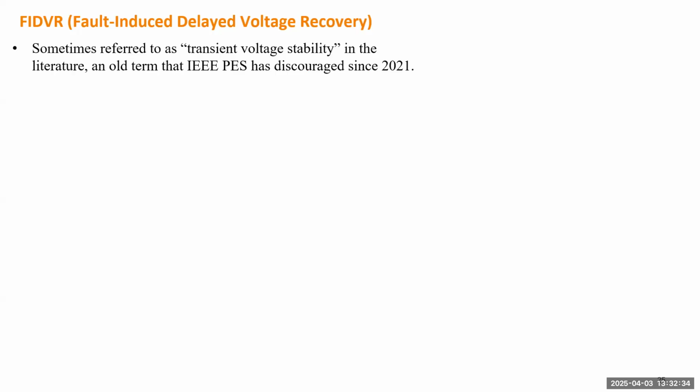issues. So this term, FIDVR, sometimes it is also called transient voltage stability, which is very confusing terminology, because this one doesn't really involve any mechanism from voltage stability. Later when we talk about voltage stability, that's a totally different mechanism. So the IEEE Power and Energy Society has discouraged the use of this terminology. So don't call it transient voltage stability. But if you read any paper published before 2021, if they talk about transient voltage stability, don't be surprised. Okay.